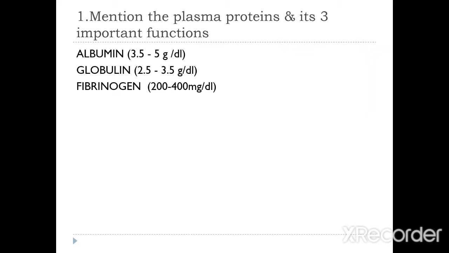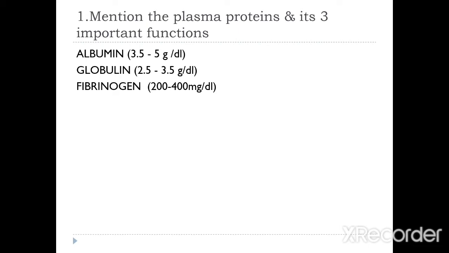Mention the plasma proteins and their three important functions. So the plasma proteins are albumin, globulin and fibrinogen. Albumin, the normal levels are from 3.5 to 5 grams per deciliter. Globulin 2.5 to 3.5 grams per deciliter, and fibrinogen it is 200 to 400 milligrams per deciliter.